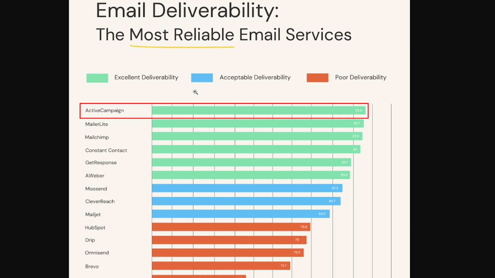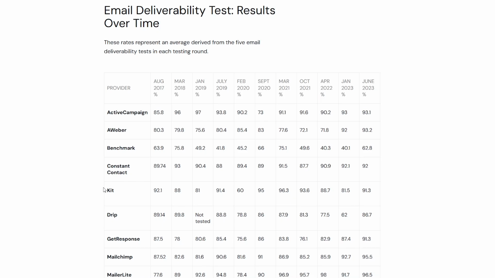Both platforms have top deliverability rates. ActiveCampaign has a 93.4% score, which is the highest score from the test. Kit also has a high 91.3% score, so you don't have to worry about your emails getting stuck in the spam folders with either of these platforms.